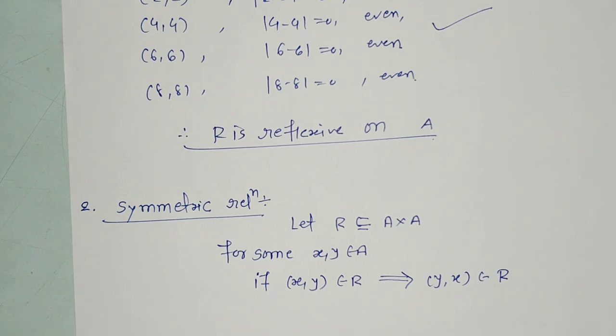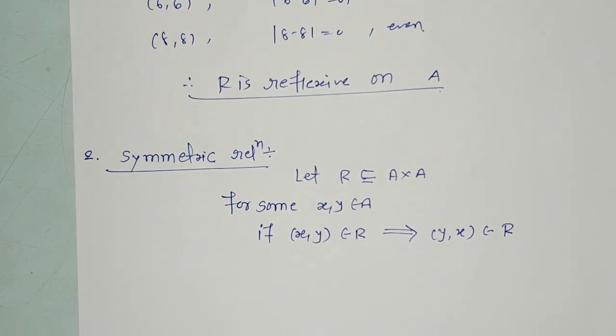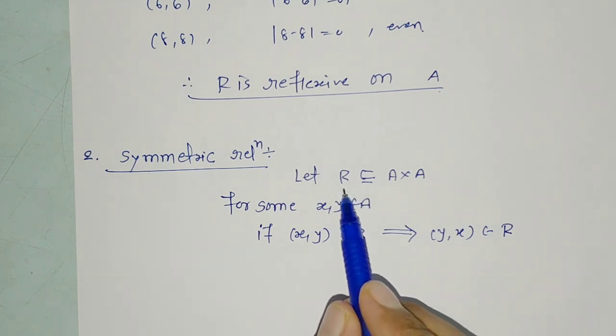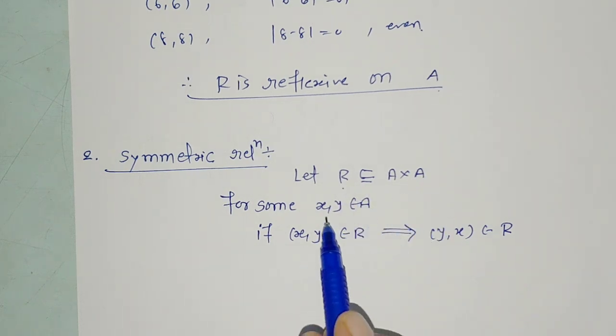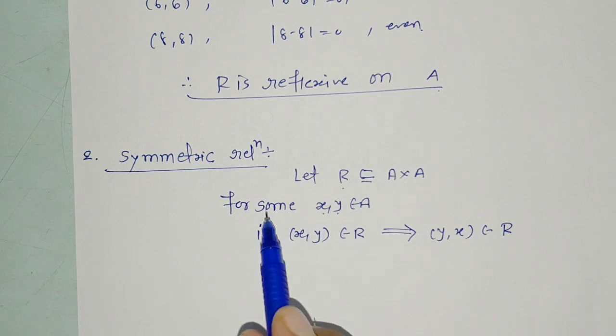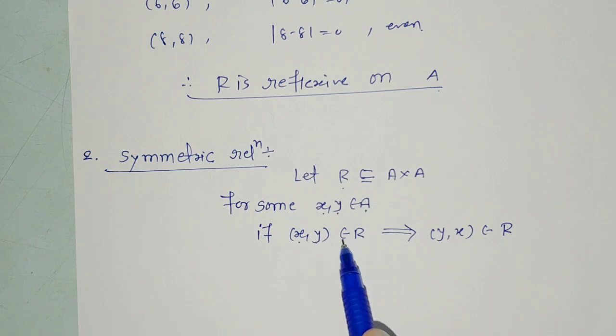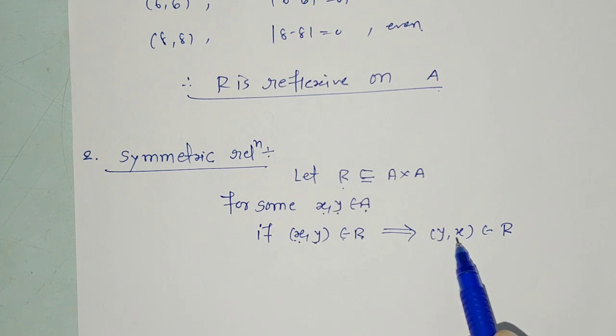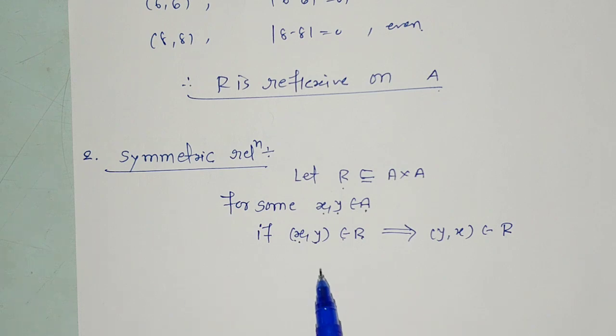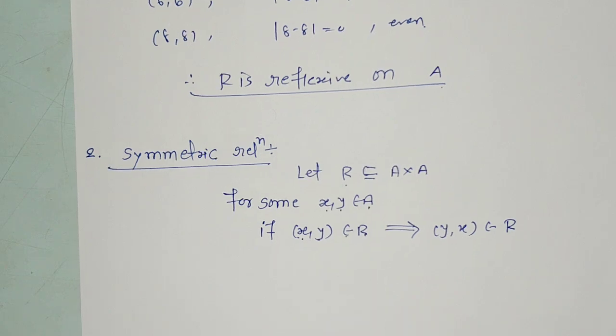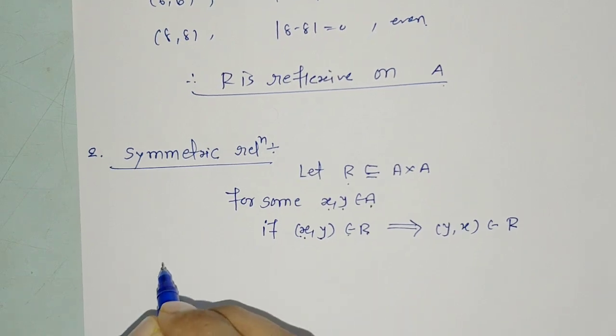Let's understand it first, then we go with the example. R is a relation on A cross A. x and y are elements of A. If (x, y) belongs to R, it means x and y are related, then y and x are also related. That's the meaning of symmetric relation. It means if you change the place of the ordered pair, it's still in the relation. Let's take an example.